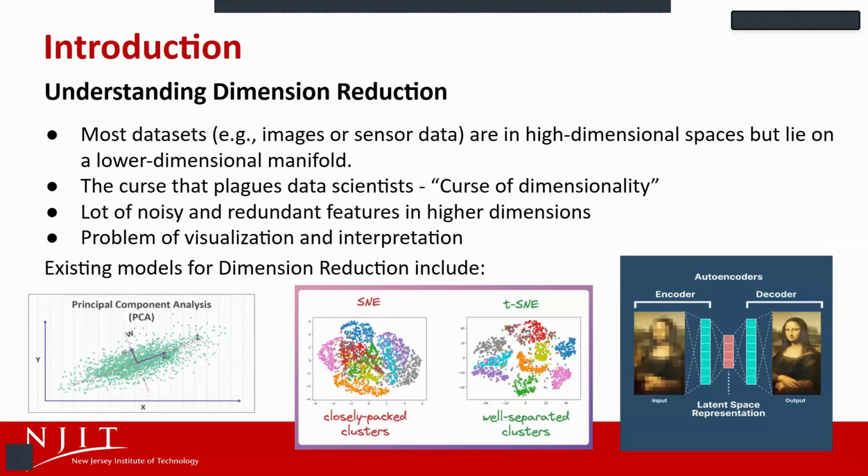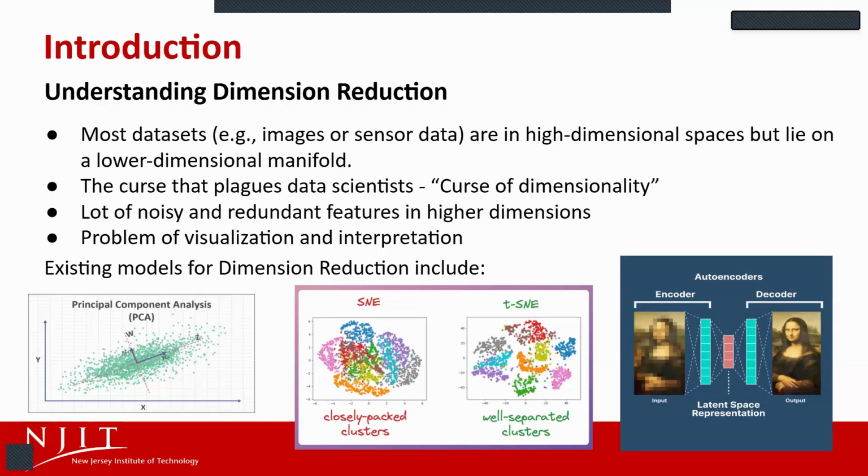So most data sets, be it image data sets or sensor data sets, are very high dimensional, but the actual data lies on a lower dimensional manifold. What I mean by that is that, say, for an image data set, each picture has 784 pixels. That means 784 features. But the original content of the picture is located in a very small number of pixels, say around 32 to 50 pixels.